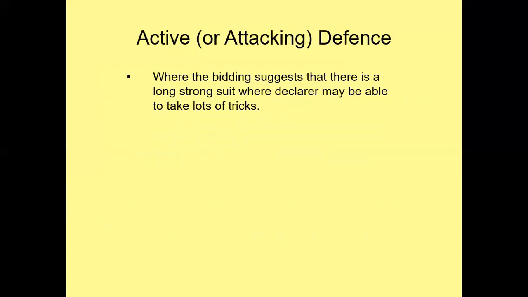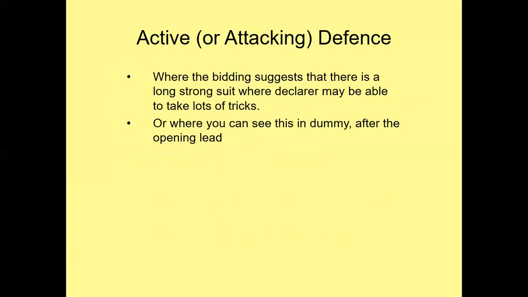And sometimes the bidding may suggest that there's going to be a long, strong suit in dummy where declarer may be able to take a lot of tricks. That perhaps calls for a more active lead. Or sometimes you're able to see that once you've seen dummy. You can see that declarer has a long, strong suit, and you need to try to grab your tricks, if you have any, before declarer discards on that long suit.